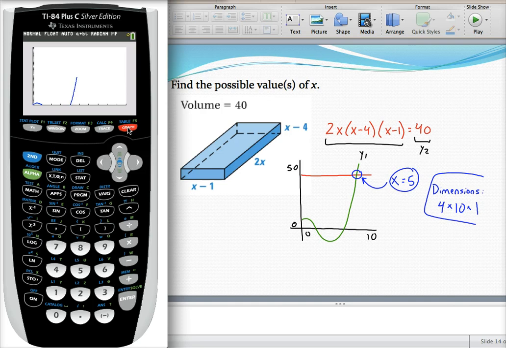There's the polynomial representing the different dimensions of the box if x changes. And there's when the volume is equal to 40. And so I can see the intersection that I want. If I couldn't see that, I'd have to adjust my window, but I see what I need.